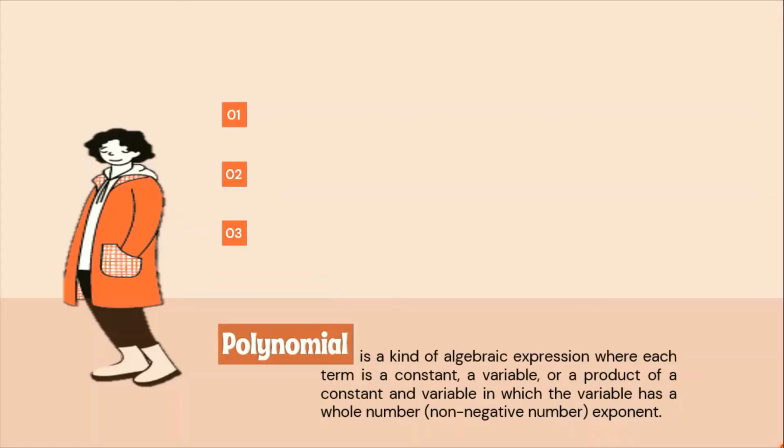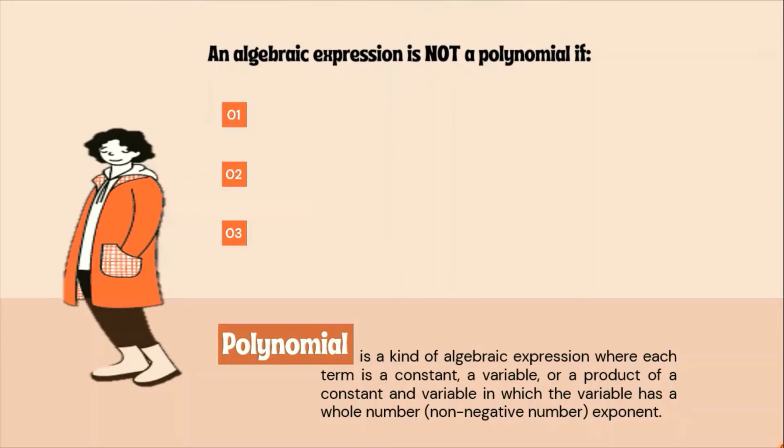Polynomial. It is a kind of algebraic expression where each term is a constant, a variable, or a product of a constant and variable in which the variable has a whole number, which is a non-negative number, exponent. Simply said, a polynomial is an algebraic expression. All polynomials are algebraic expressions. However, not all algebraic expressions are polynomials.